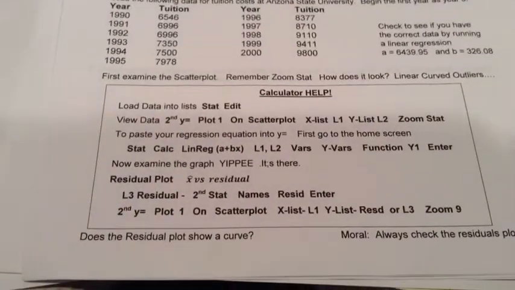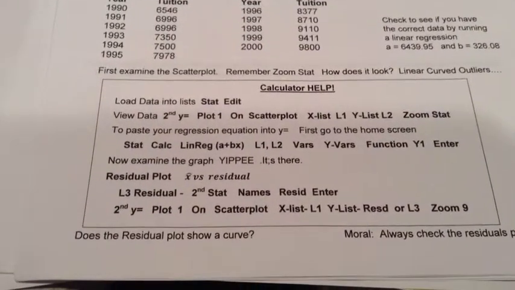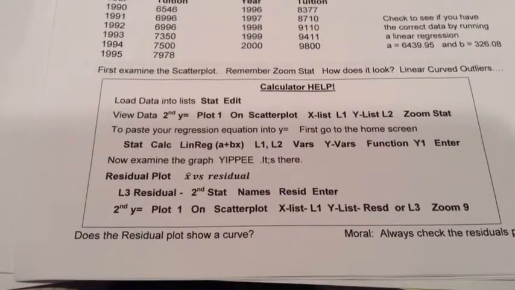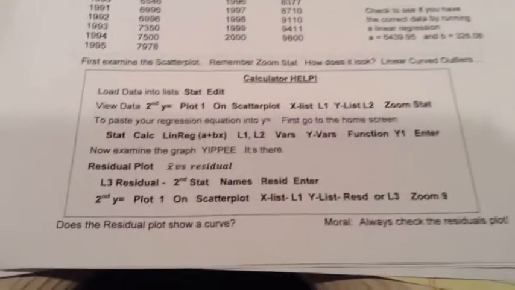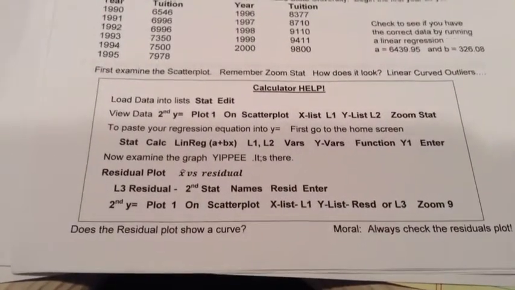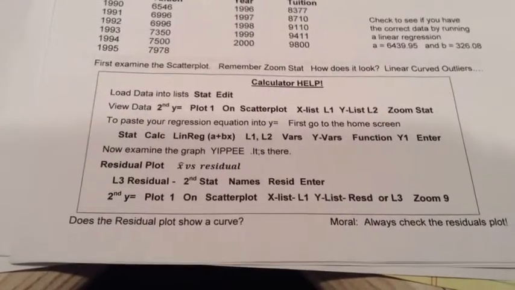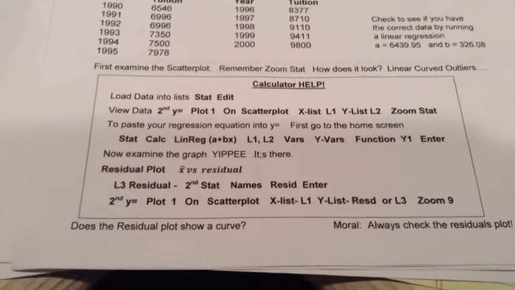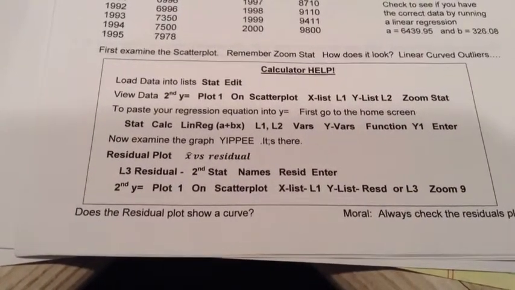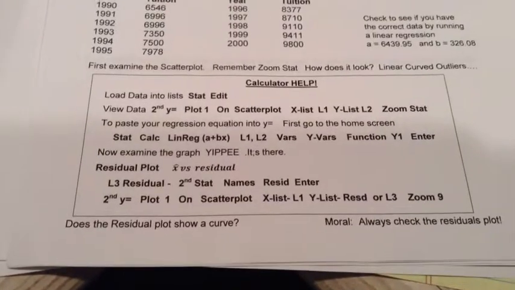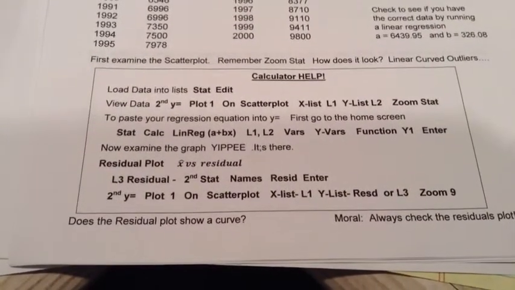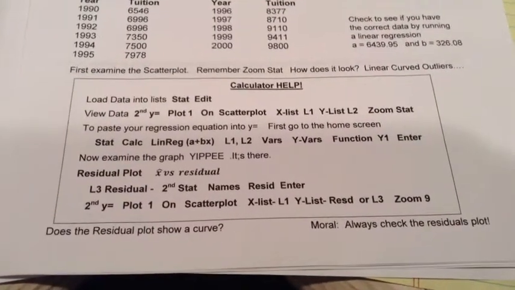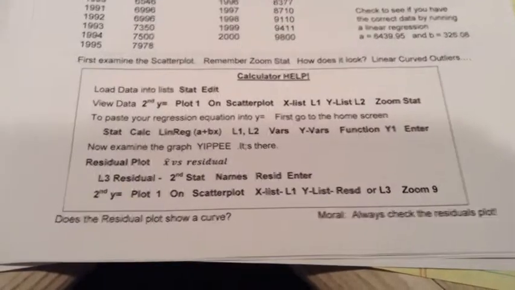But anyway, first, you'll load data into a list under Stat, Edit. To view your data, you'll hit 2nd Y= Plot 1 on scatter plot. Your x list will be L1, your y list will be L2. You'll want to hit Zoom Stat to get the best view of it. To paste your regression equation into Y=, first go to the home screen. Stat, Calc, LinReg a+bx, L1, L2, Vars, Y-Vars, Function, Y1, Enter.